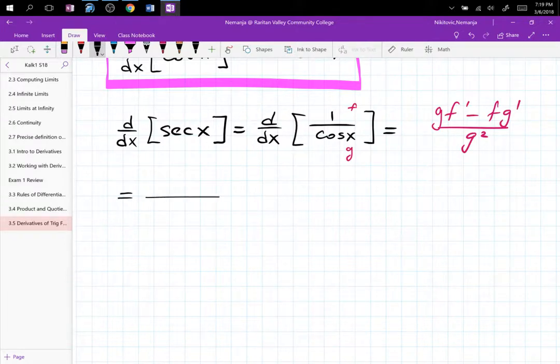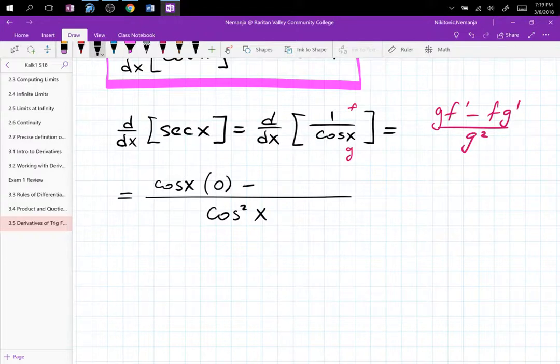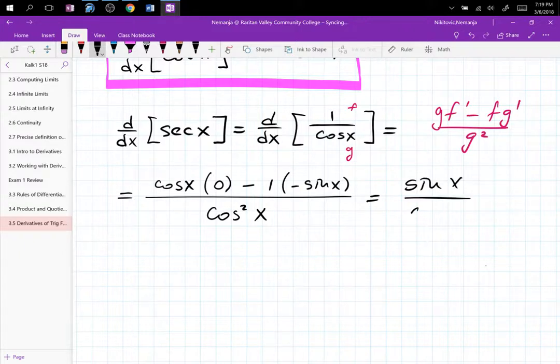We have the derivative. So cosine squared x in denominator. Put the cosine x here, and the derivative of 1 is 0 minus copy 1, and derivative of cosine is negative sine x. So what we have now, oh, actually I can do here. Cosine x times 0 is just gone, and then negative 1 times negative sine. We have sine x over cosine squared x.